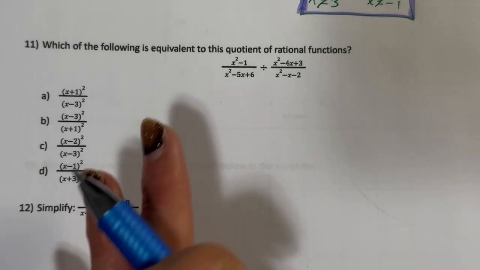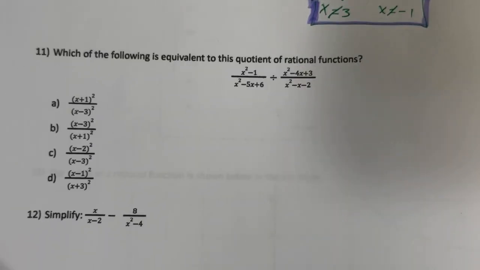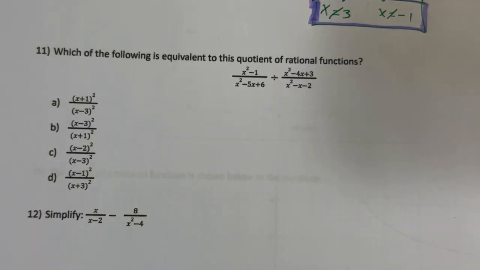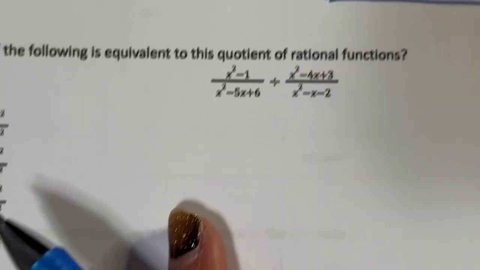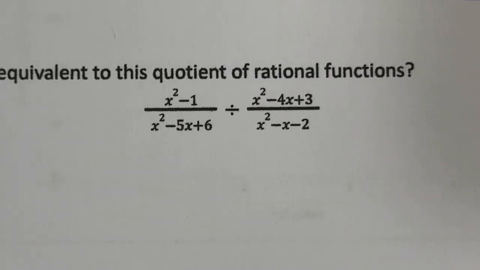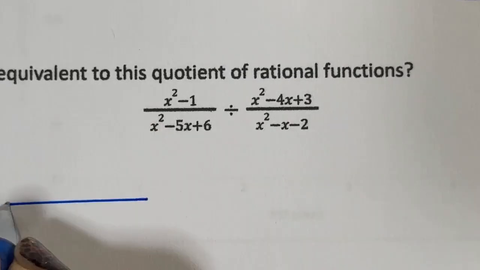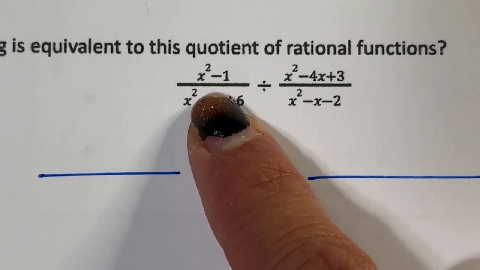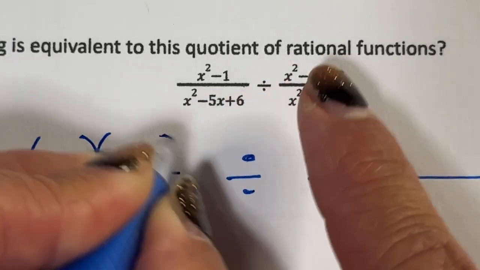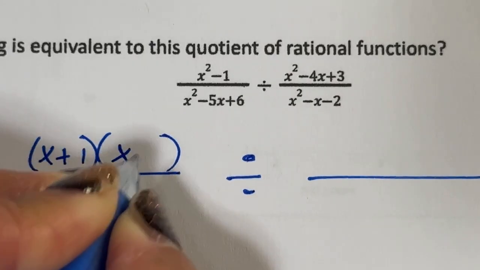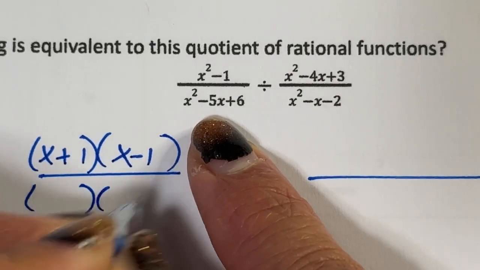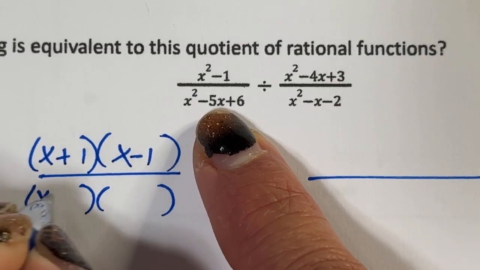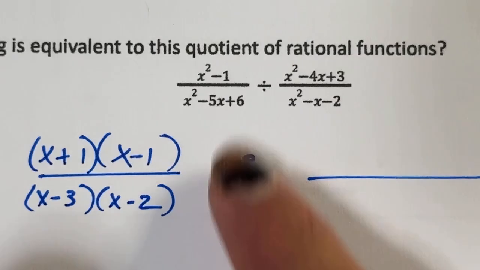All right, so it says, which of the following is equivalent to this quotient, means division, of rational functions? So we need to simplify all the way. Notice that the answer options do not have any restrictions, so we don't need to worry about listing those. We just need to simplify the dang thing. Which means, first of all, we need to factor everything. So we have two fractions being divided. The first numerator, x squared minus 1, that's a difference of two perfect squares, x plus 1, x minus 1. And the denominator, we have an easy trinomial, two numbers that multiply to 6 and add up to -5. That's going to be x minus 3, x minus 2.